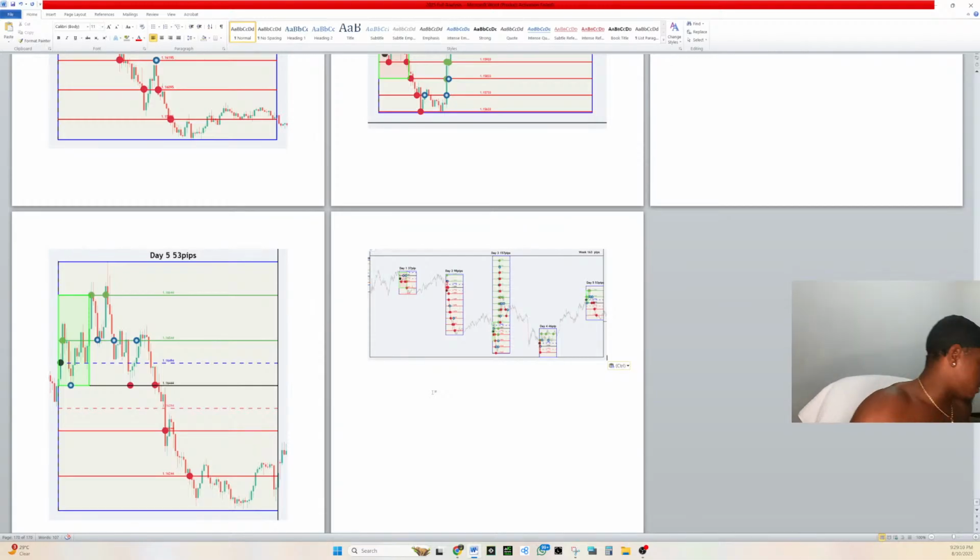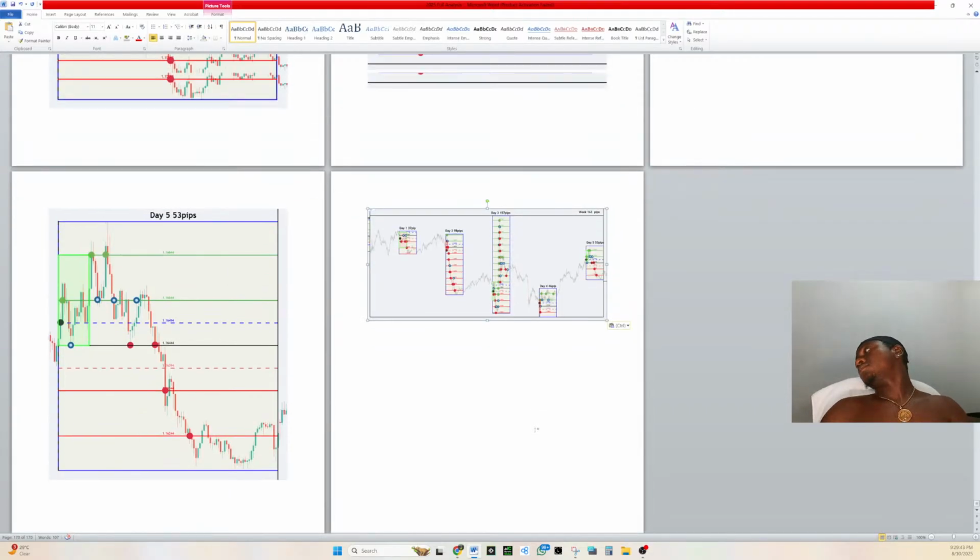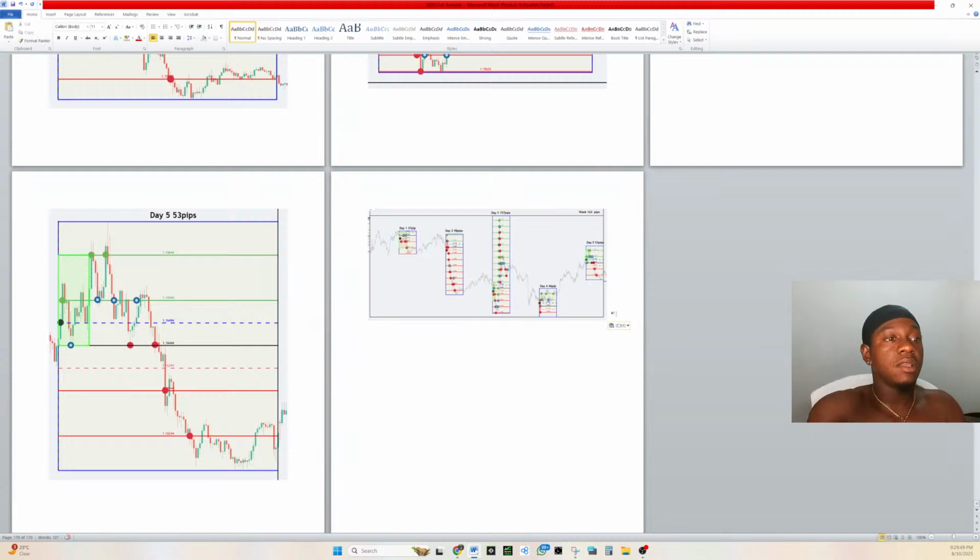Once again, my computer is trying to melt its ass off. Let's see what I can do about that. All right, let's go on to week 29.